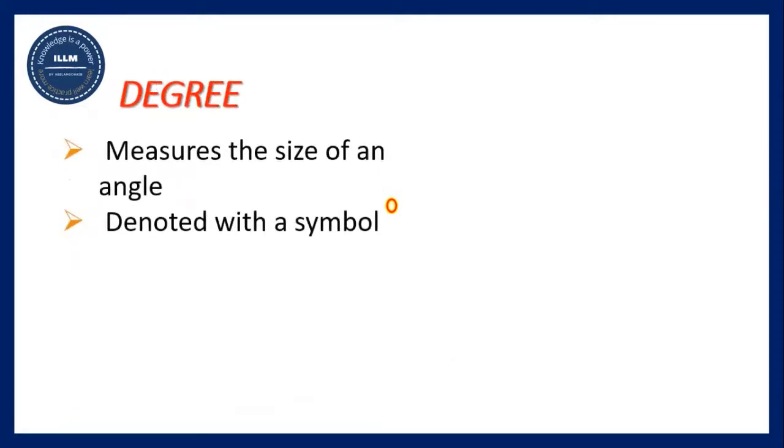Now I will tell you about degree. It measures the size of an angle. And it is denoted with a symbol you can see here in red color. This symbol is just like a small zero, which you can see on the top right corner of the number. Here in this example, you can see 54 degree, and the degree sign is present on the top right corner of 54.